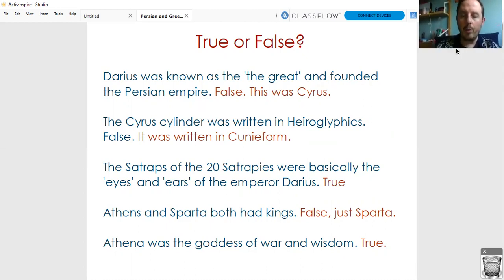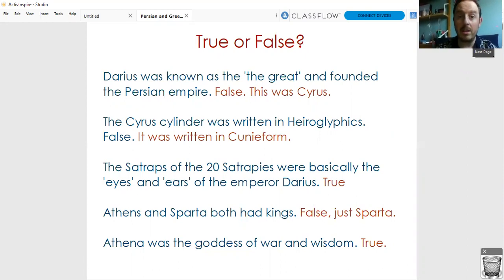Athena was the goddess of war and wisdom. True, absolutely true. And the city-state of Athens, the polis of Athens, had a special place in their hearts for Athena. They had lots of temples and lots of symbols of Athena, which of course was the animal, the owl of wisdom. Okay. Hope you did all right with those questions.